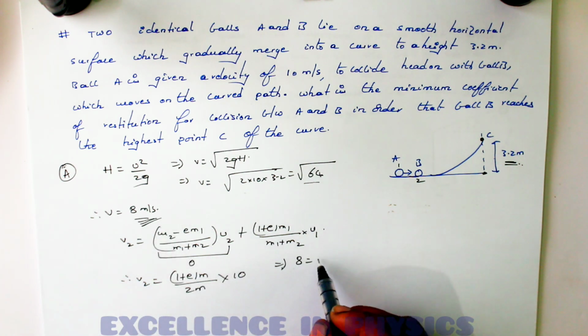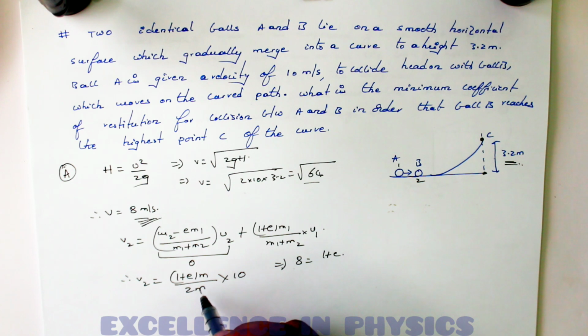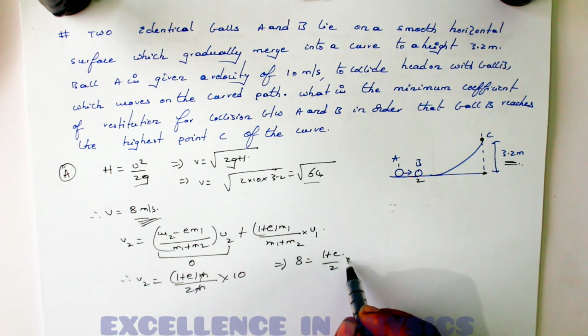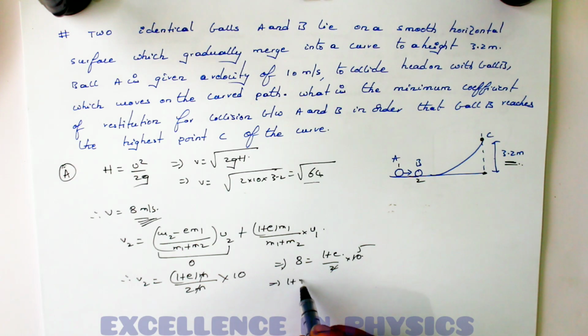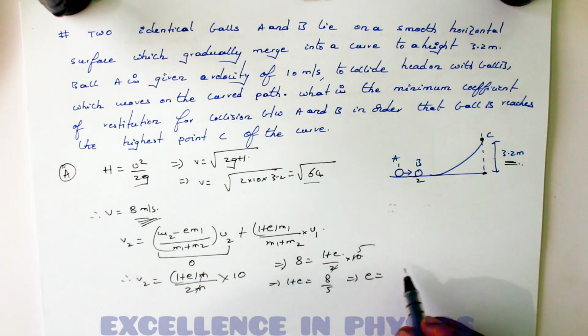So 8 is equal to (1 plus e), m gets cancelled, divided by 2 into 10. 2 ones are 2, 5 twos are 10. Therefore 1 plus e is equal to 8 by 5. Therefore e is equal to 8 by 5 minus 1.